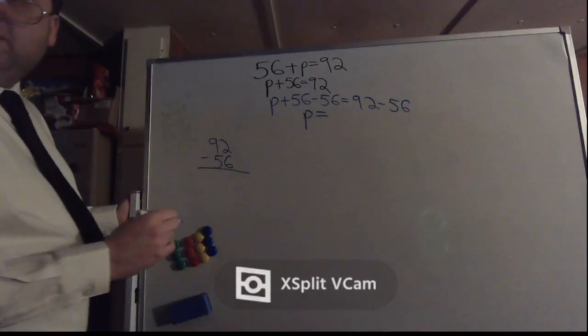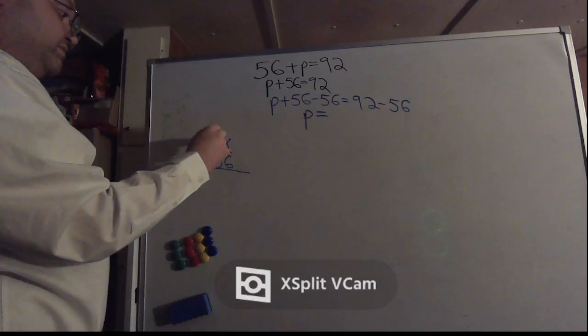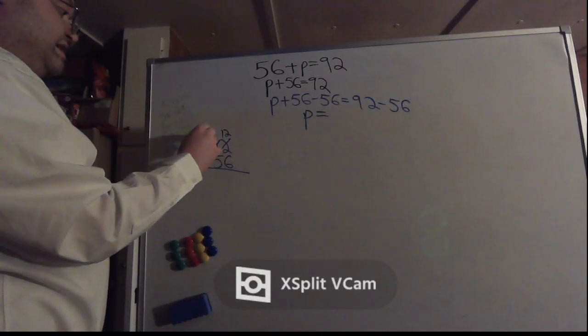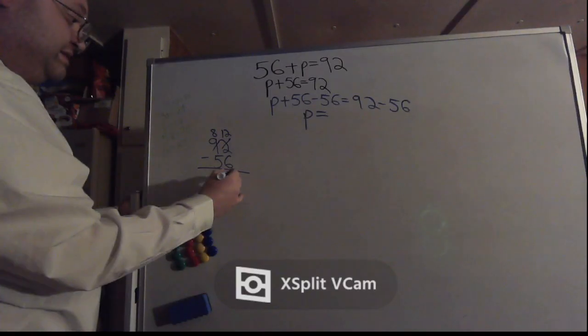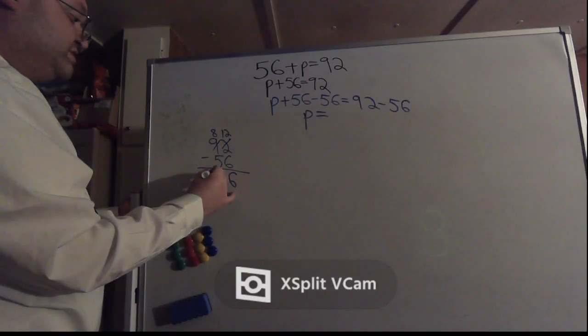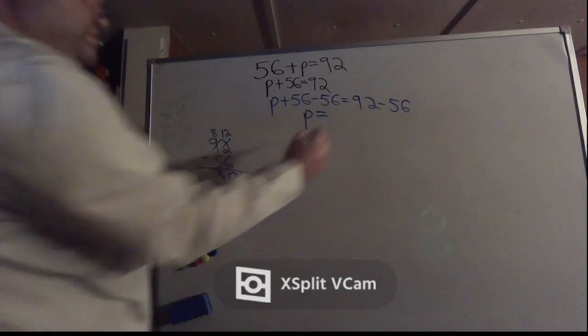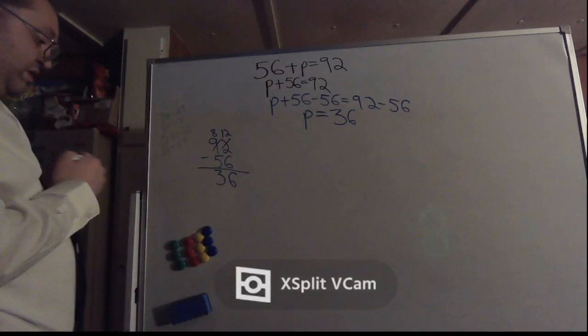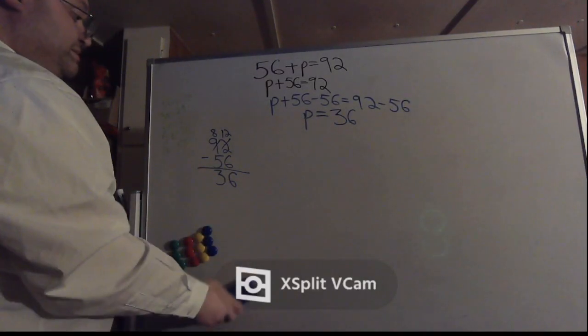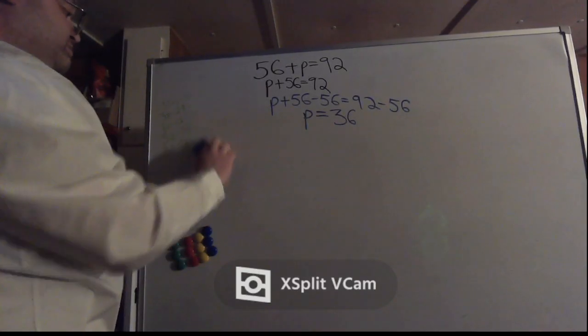So let's see. We know that 2 becomes a 12. We borrow 1 from the 9. That becomes an 8. So 12 minus 6 is 6. 8 minus 5 is 3. So P equals 36 according to that. But we aren't done yet because we need to check our work.